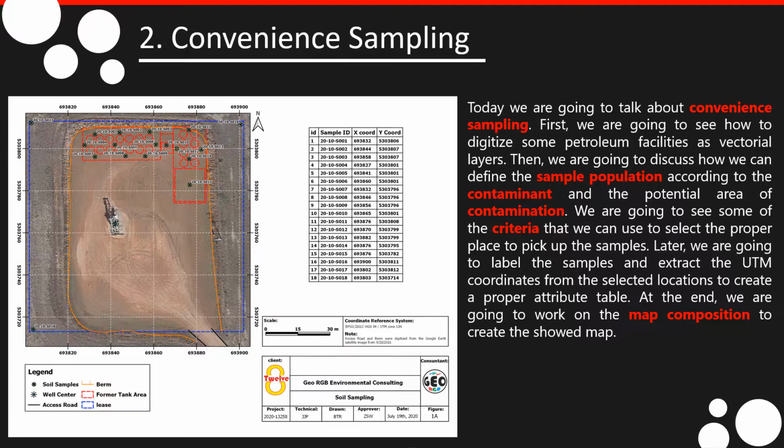First, we are going to see how to digitize some petroleum facilities as vectorial layers. Then we are going to discuss how we can define the sample population according to the contaminant and the potential area of contamination. We are going to see some of the criteria that we can use to select the proper place to pick up the samples. Later, we are going to label the samples and extract the UTM coordinates from the selected locations to create a proper attribute table. At the end, we are going to work on the map composition to create the final map.